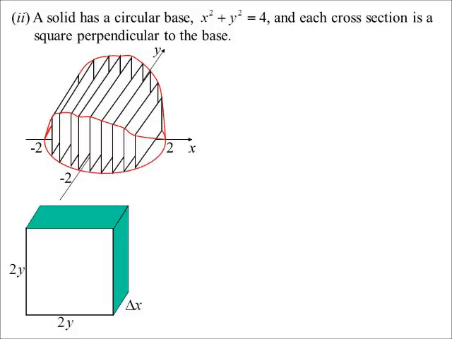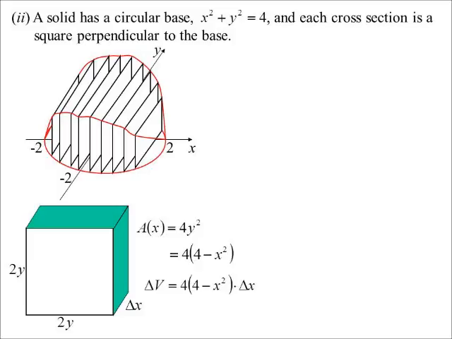The base, well, it's going to be twice the y value. It's symmetric about the x-axis. So we have a y value above and a y value below, 2y. And then, of course, the height, well, it's a square. So it's also going to be 2y. So my area is 4y squared. But I need that in terms of x. That's okay, because we know the equation of the base is x squared plus y squared is 4. So I can rewrite y squared as 4 minus x squared. And there's my area function.